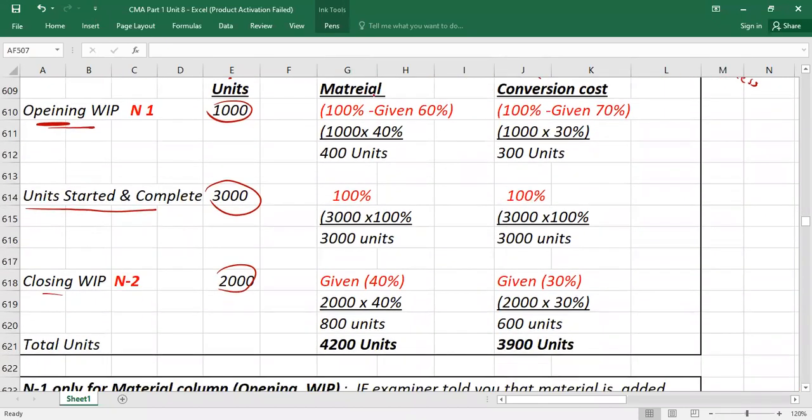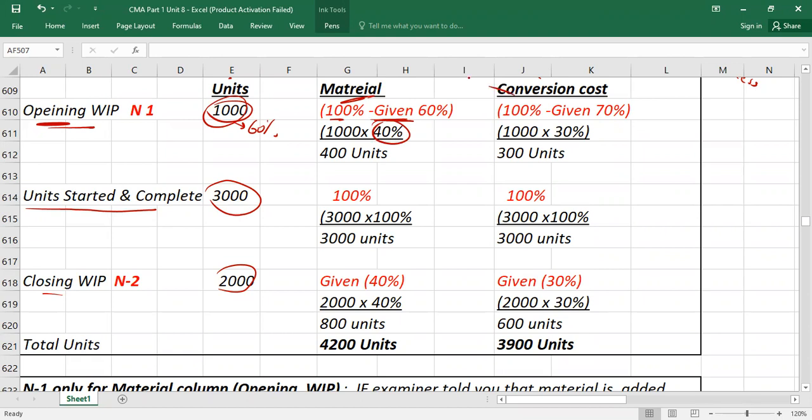So what I'll do for material, for example, I told you opening work in process is 60% completed. It's coming from last year. It means how much will you complete in this year? 40%. So that's why we'll use 100% minus the given percentage. So you will get the remaining, which you will complete in this year. 100 is the general, minus the given. If it is 60% completed, 100 minus 60 means 40% I'll complete in this year.